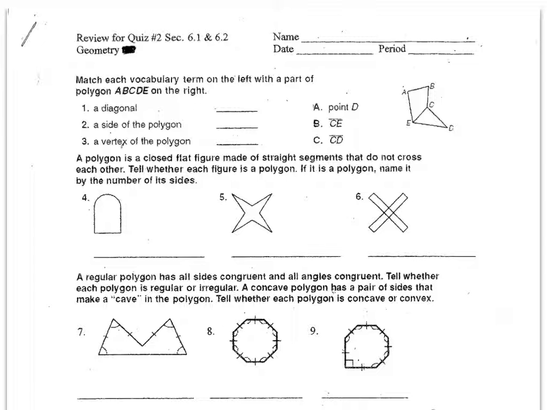Question number 1, it says a diagonal. Go ahead and answer number 1, number 2, and number 3. So for number 1, a diagonal, what letter is that? Diagonal is from vertex to vertex. It's letter B, right? Letter B. Number 2, a side of a polygon. What letter would that be? Letter C. A vertex of a polygon? Letter A. That's right. Okay, great.